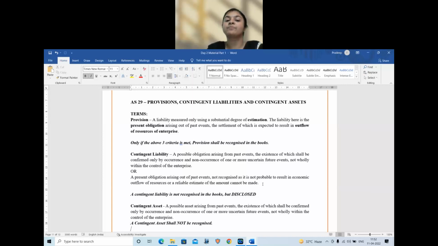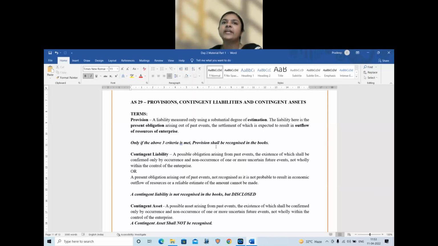There is an obligation to pay arising out of past events, the settlement of which is expected to result in outflow of resources of the enterprise. So in provision, what is the rule to remember? There is a present obligation. It results in economic outflow, but the amount cannot be measured with certainty. Only if these 3 points, present obligation, outflow and estimation, are met, a provision shall be recognized in the books. Suppose I know that there is a present obligation, but I am not able to estimate the value. Can I recognize it as a provision? No. Only if all the 3 criteria are met, it can be recognized as a provision under AS 29.